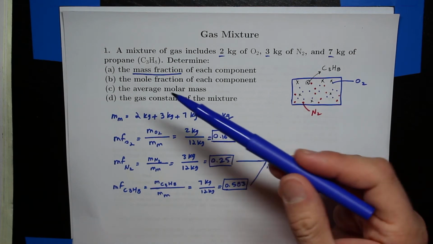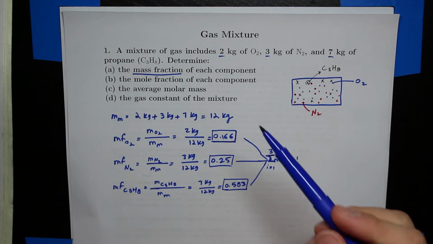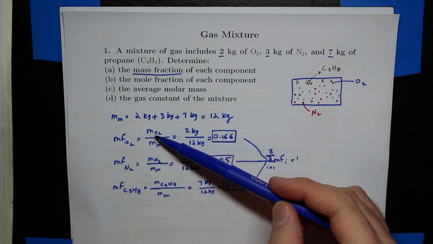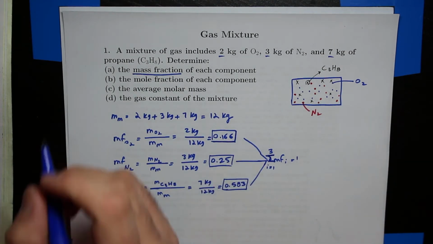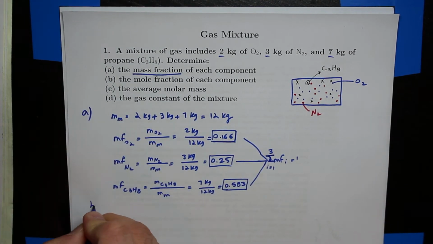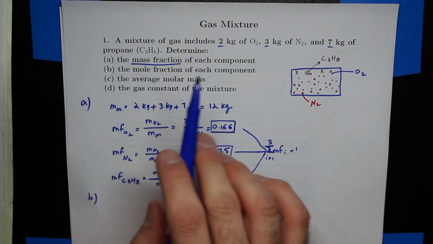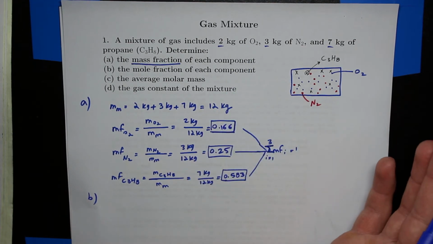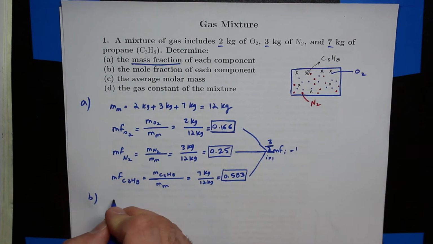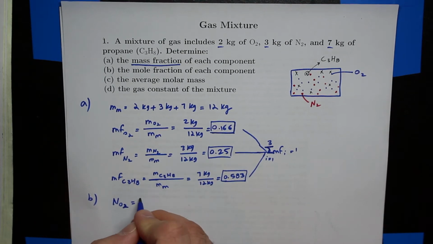In part B, the question is asking for the mole fraction of each component. Now, mole fraction is pretty much the same concept, but instead of the ratio of mass, it is the ratio of the number of moles. Okay, so if that was part A, in part B we want to find the ratio of, let's say, the number of moles of oxygen to the total number of moles. For instance, N_O2 over N, with capital N being the total number of moles.